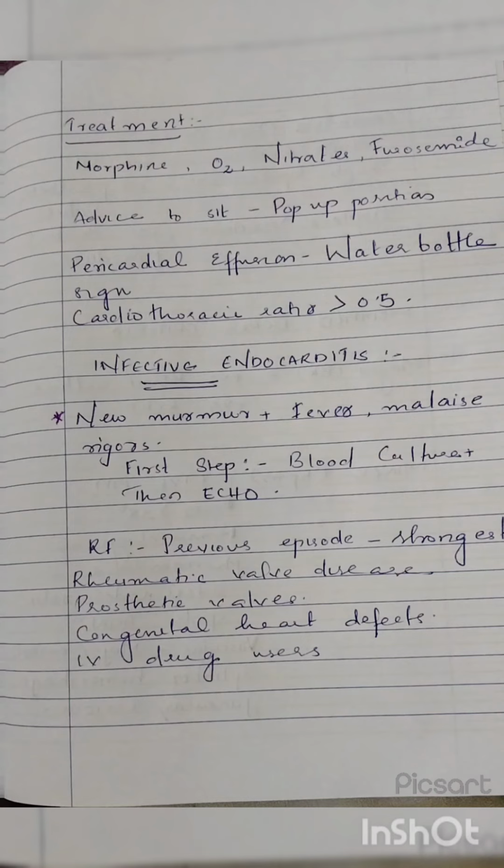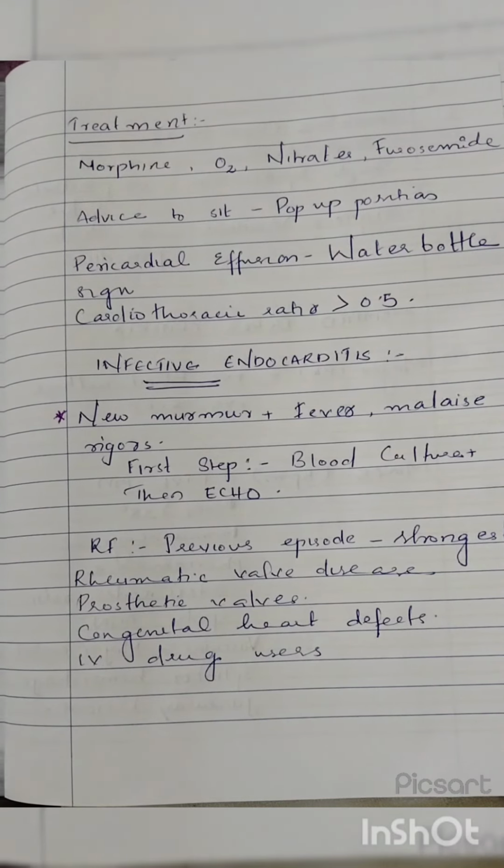Next is infective endocarditis. When there is a new murmur with fever, infective endocarditis can be suspected. There will be malaise, rigors and all. The first step is to do the blood culture and then echo. Risk factors: mainly if there is a previous episode of infective endocarditis, that is the strongest risk factor. Then rheumatic valvular disease, prosthetic valves, congenital heart diseases, and IV drug users are at risk.